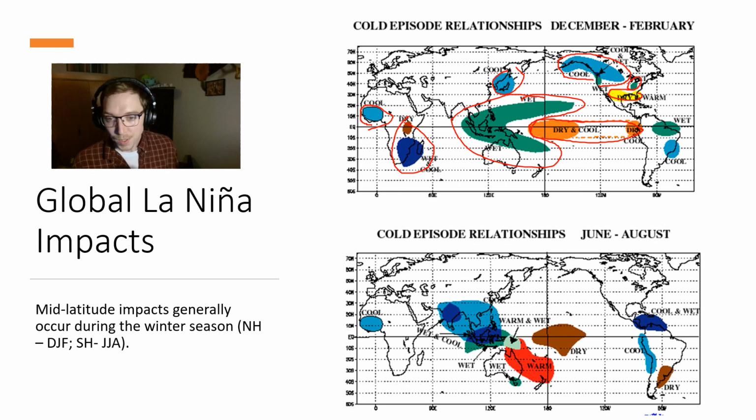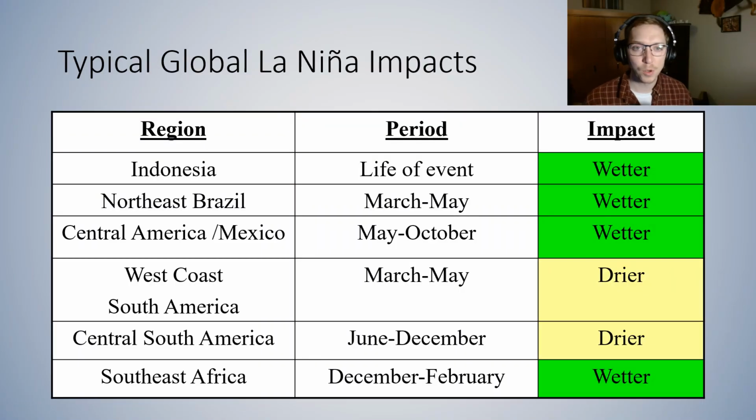During June through August, we see the majority of the impacts focused in Southeast Asia and into Australia, Oceania region. Typical global La Nina impacts include in Indonesia, during the life of the event, wetter conditions. Northeast Brazil during March and May, wetter. Central America and Mexico from May to October, wetter conditions. The West Coast of South America, March through May, drier conditions. Central South America, June through December, drier conditions. And then Southeast Africa, December to February, wetter conditions.